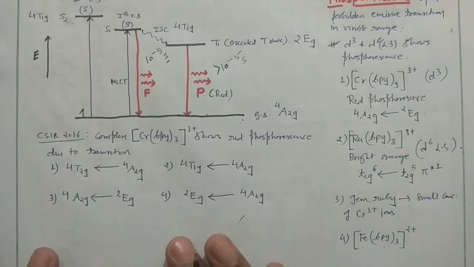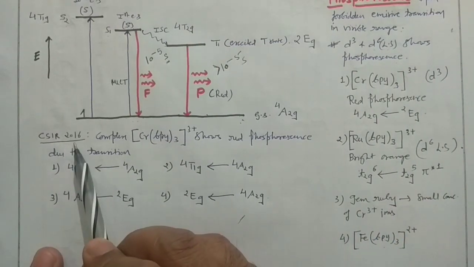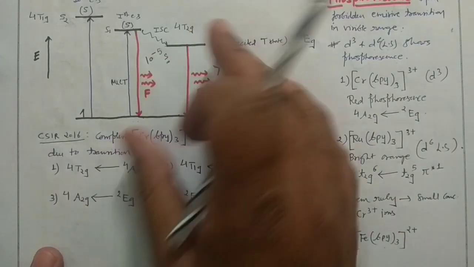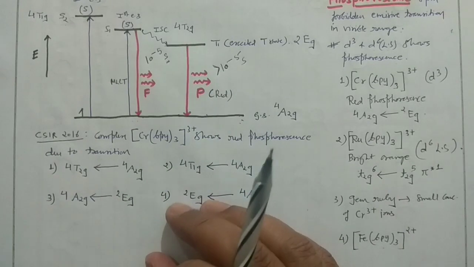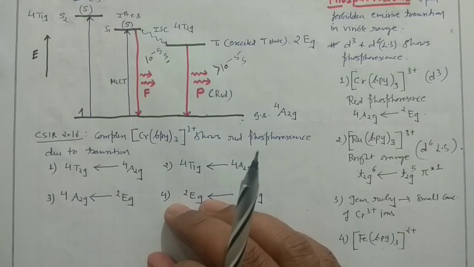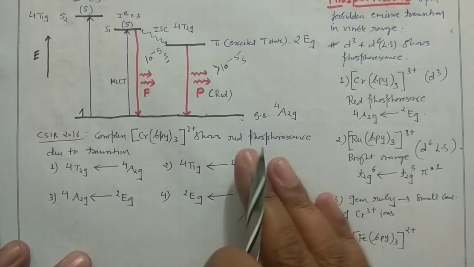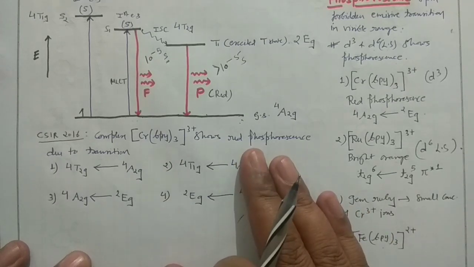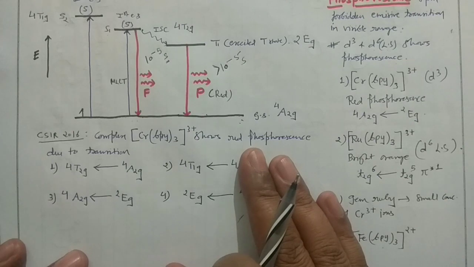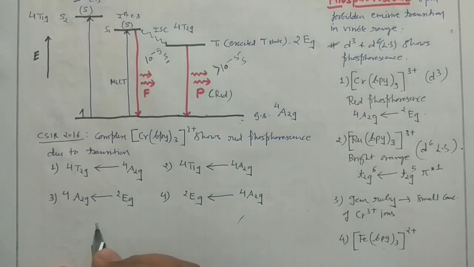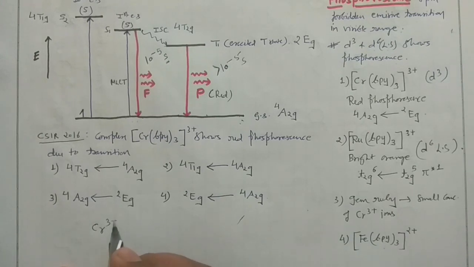Now see guys, there is a question in the 2016 CSIR NET examination, and it's a very straightforward question. If you know this particular concept, you will take only 5 seconds to answer it. See, this particular complex shows red phosphorescence. You know, phosphorescence actually takes place from the excited state to the ground state, right? So in that case, you see this chromium is in the +3 oxidation state. Okay, what is the meaning of the +3 oxidation state?